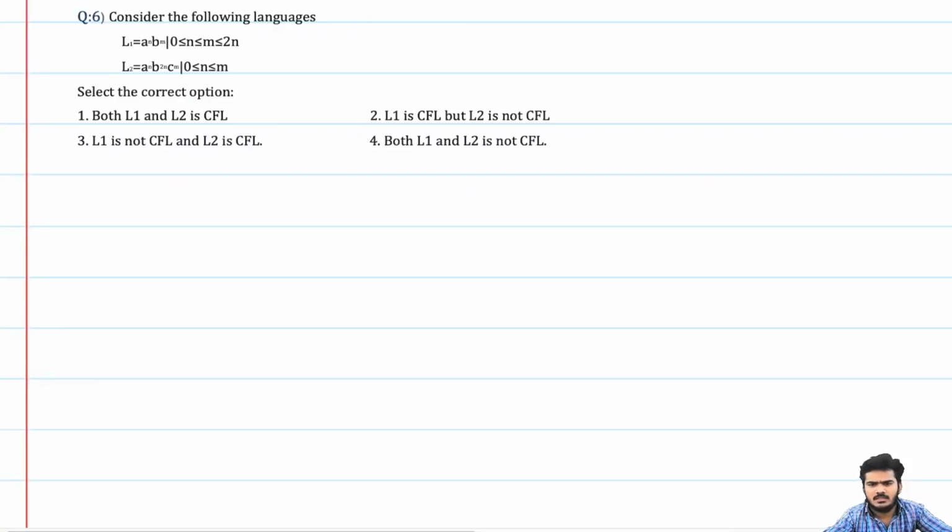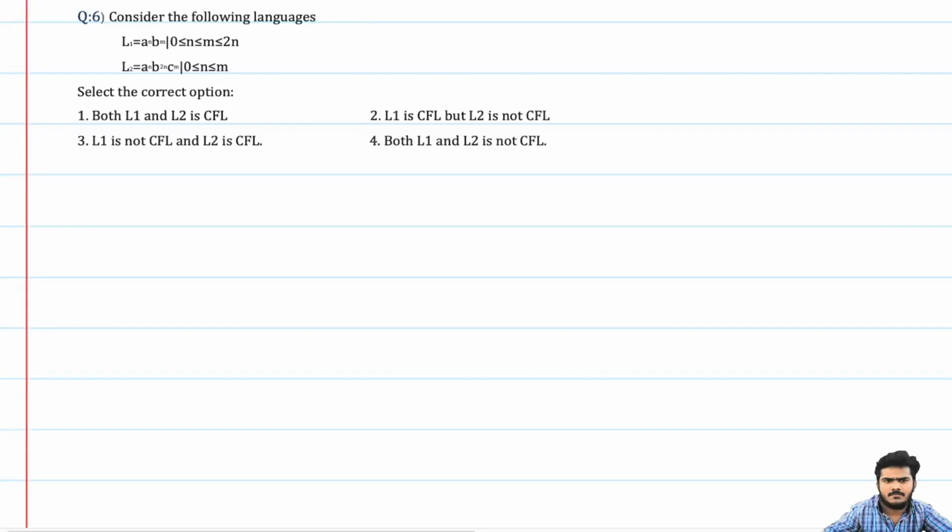Okay, let's see the other one. The next question: we are given the languages L1 and L2, and we have to identify the correct option. So let's take the first language. a raised power n b raised power m is given. I will write that language, just a second. So the language becomes a^n b^m, where n is less than or equal to m. Okay, n is always less than or equal to m.